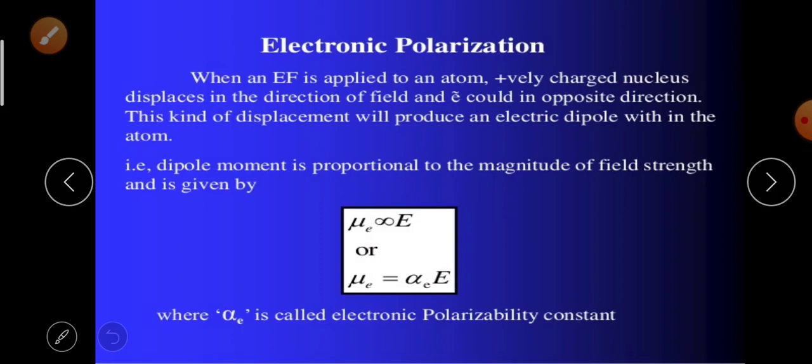Electronic polarization. When an electric field is applied to an atom, the positively charged nucleus displaces in the direction of the field and the electron cloud in the opposite direction. This kind of displacement will produce an electric dipole within the atom. That is, dipole moment is proportional to the electric field strength and is given by mu E directly proportional to E, or mu E is equal to alpha E into E, where alpha E is called the electronic polarizability constant.